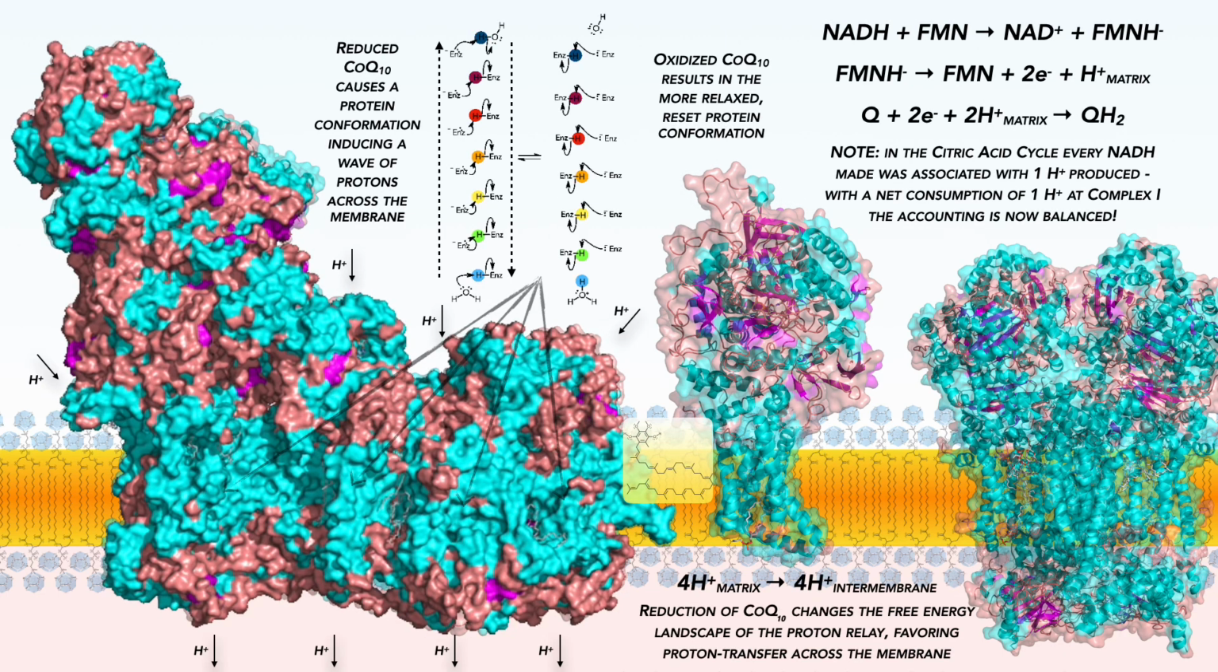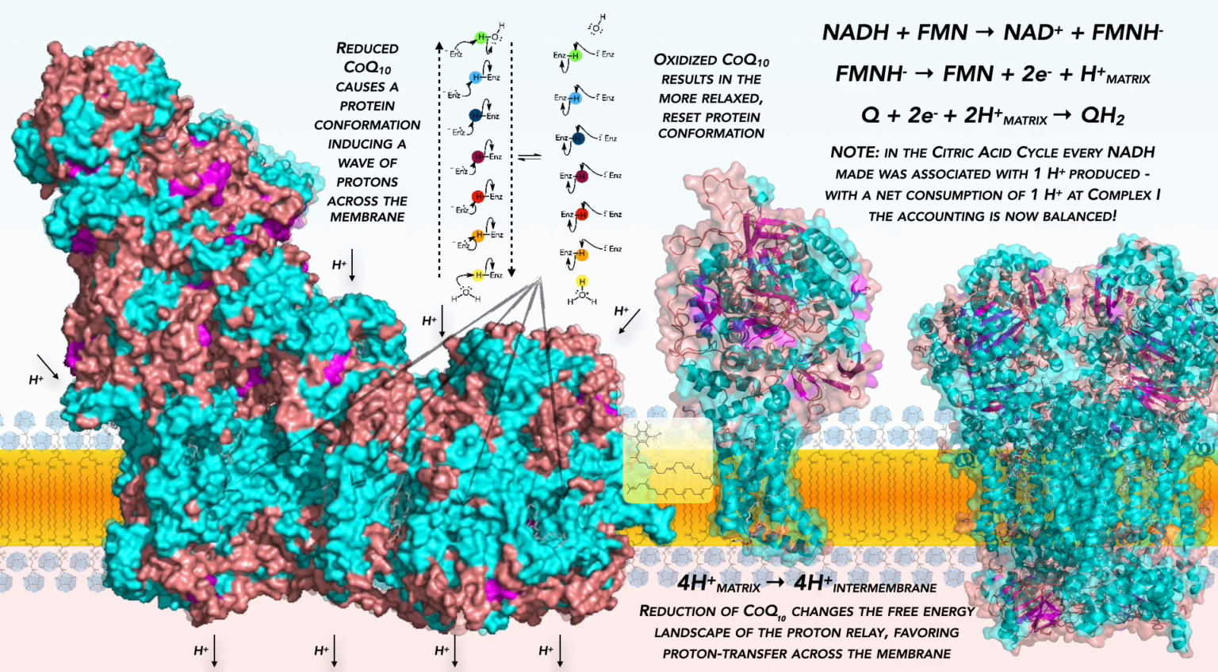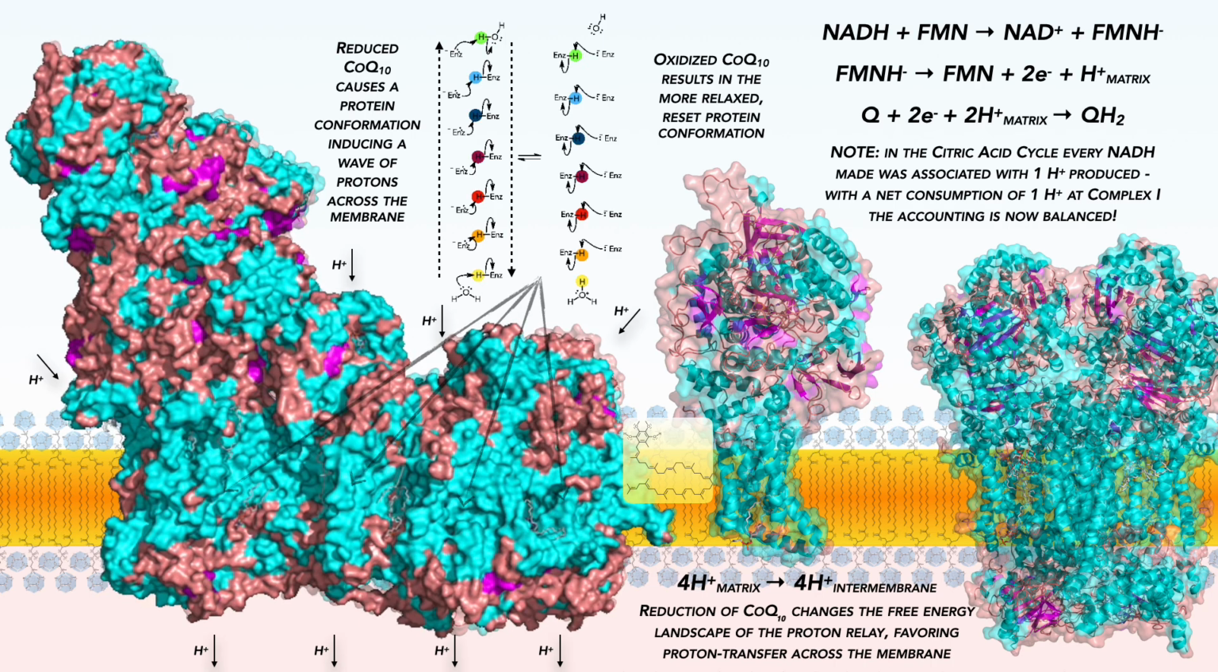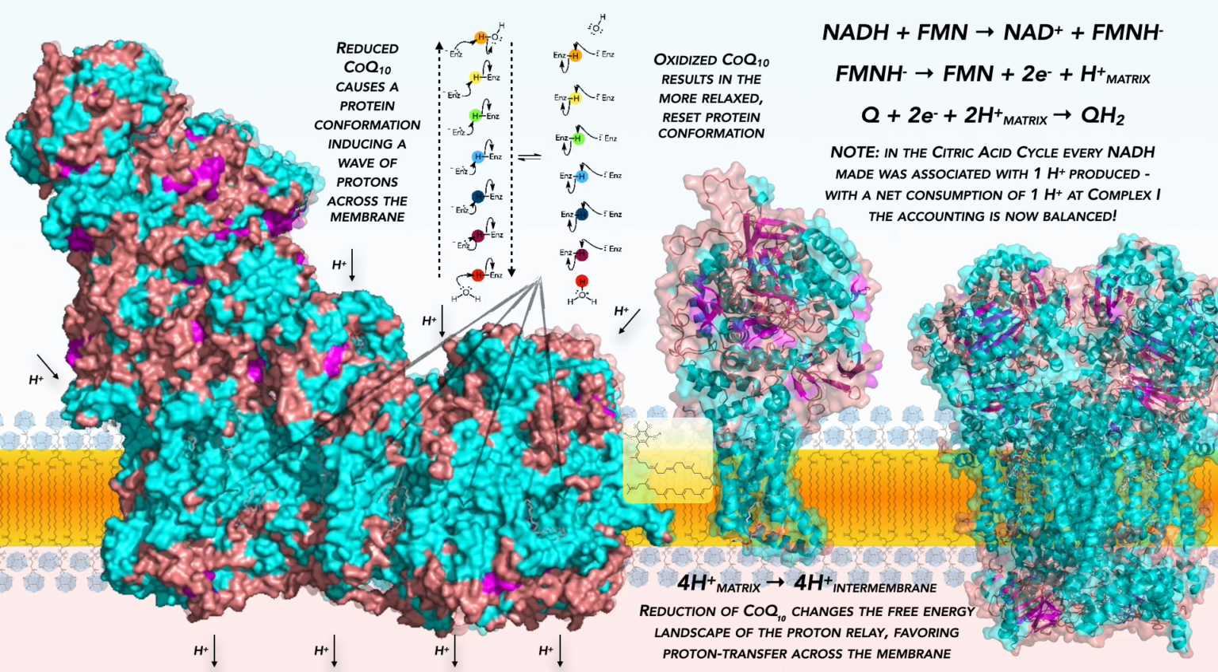Reduction of coenzyme Q does more than simply transfer electrons. It changes the electrostatic environment of complex 1, triggering a series of conformational changes throughout the membrane arm of the enzyme. These conformational changes alter the proton transfer pathways, allowing 4 protons to move from the matrix into the intermembrane space. There is also an important bookkeeping result here.